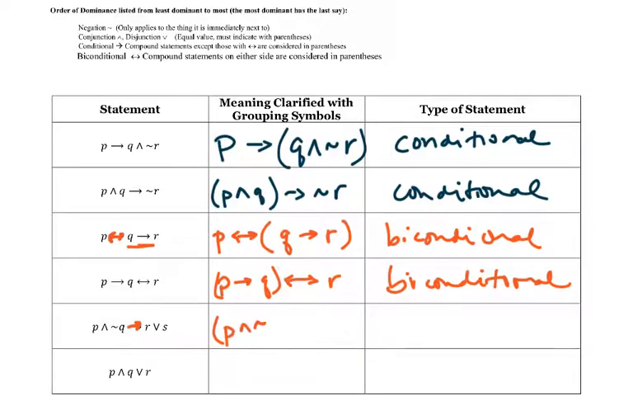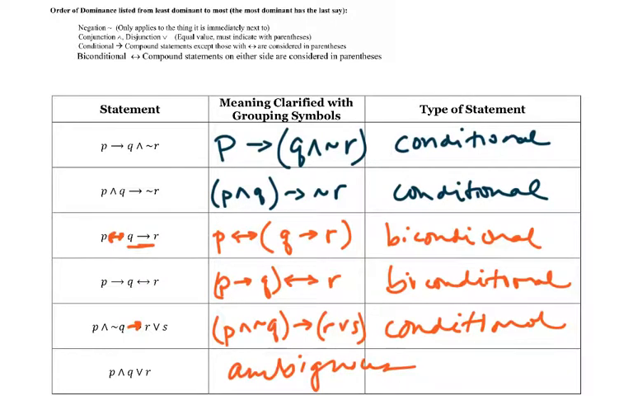So P and not Q, then R or S. And this is a conditional. Conditional. Okay, this last one, we would say this is ambiguous because it would depend on where the parentheses lie. So if it's like this, you would say P and Q or R. Which means that this statement is ambiguous because if I had parentheses here, it's a disjunction. But if I had parentheses here, it's a conjunction. So you'll see the parentheses when you need them.